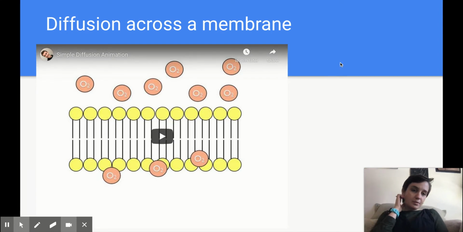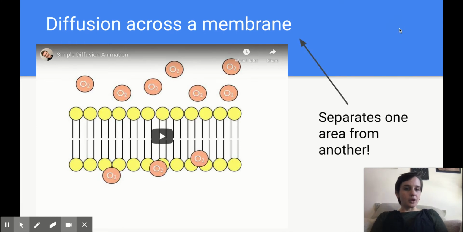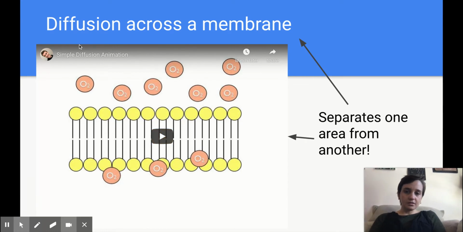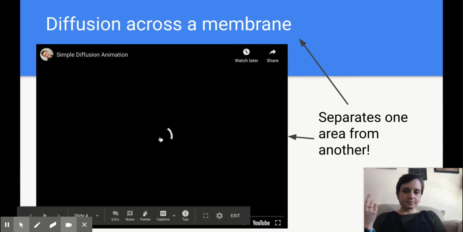Now, obviously, when we're talking about diffusion in a cell, it has to get into the cell somehow. And in order to do that, it passes through a membrane. As a reminder, a membrane is just something that separates one area from another. And in this case, we're talking about a cell membrane. So this area up top is outside of the cell, and below it is inside of the cell. And I just want you to watch quickly how simple diffusion happens across the membrane.